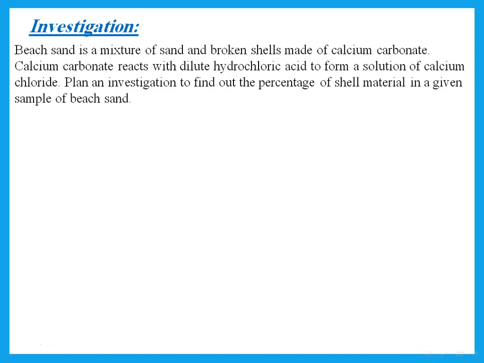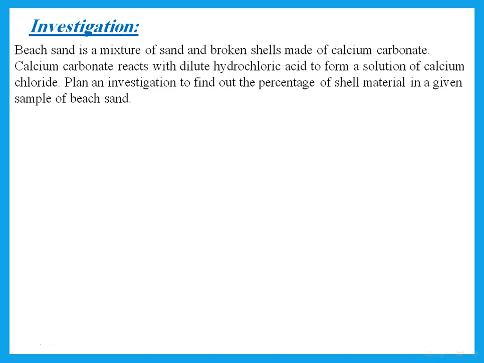Now, calcium carbonate reacts with dilute hydrochloric acid to form a solution of calcium chloride. That means that calcium carbonate is soluble in acid. Plan an investigation to find out the percentage of shell material, and he says that the shells are the calcium carbonate, in a given sample of beach sand. So that means I have a mixture of sand and calcium carbonate, and he's telling me that the calcium carbonate dissolves in acid. The sand, of course, does not. How do I get the percent calcium carbonate in the sample?